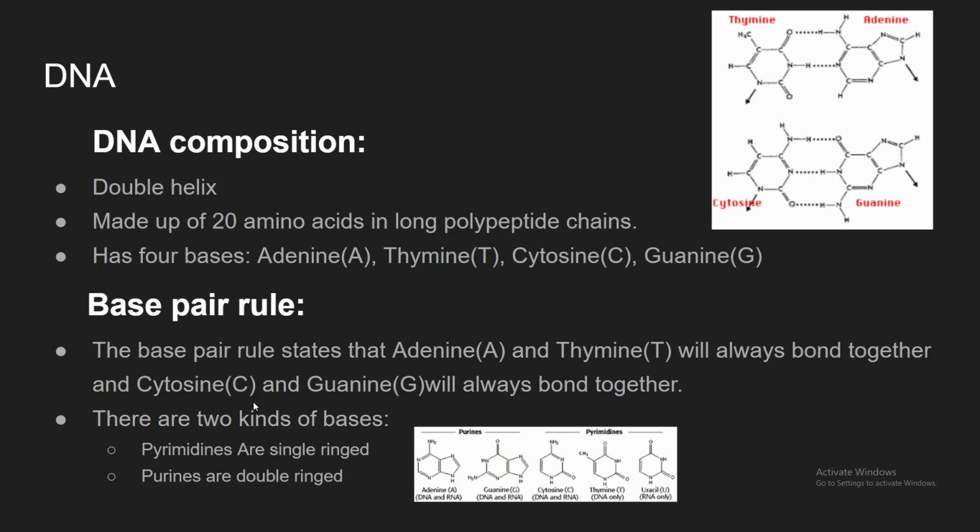There's 2 types of bases. There's pyrimidines, which are single ring, and purines, which are double rings, which you can see right here.